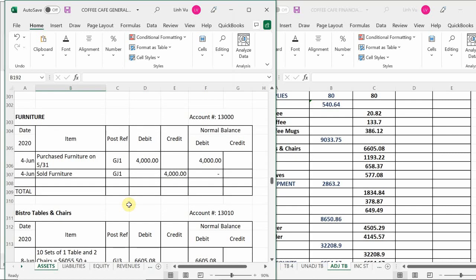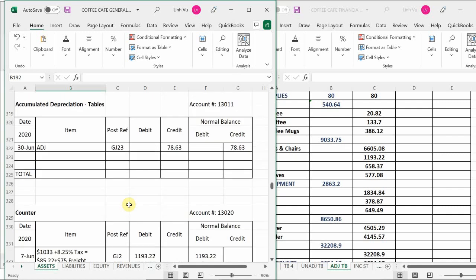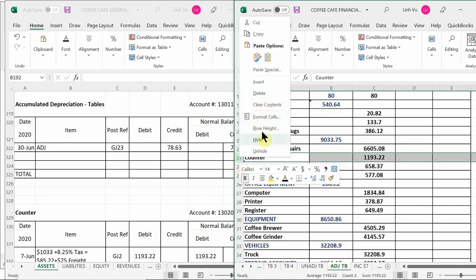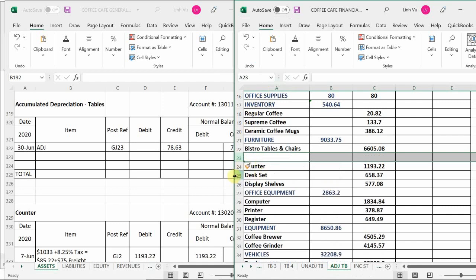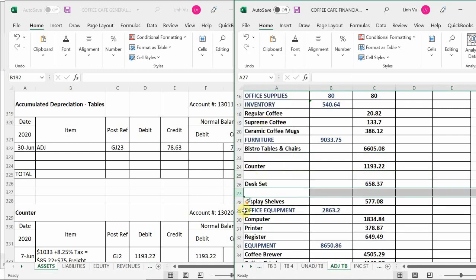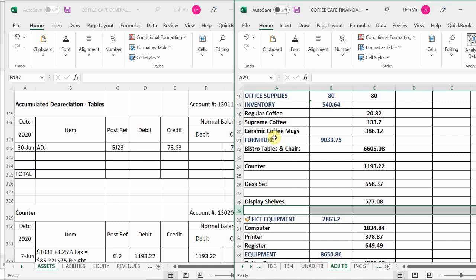Next is furniture. For furniture, we have to include every accumulated depreciation in here. Since there are four items here, you're going to have to go through it one by one and include them, because they're all accumulated depreciations. It would be nice if you could just do accumulated depreciation for furniture to sum up everything. But at the end of the day, you need to make sure that your ending balance reflects what it's supposed to be. In this case, I'm going to have to put in every single account in here.